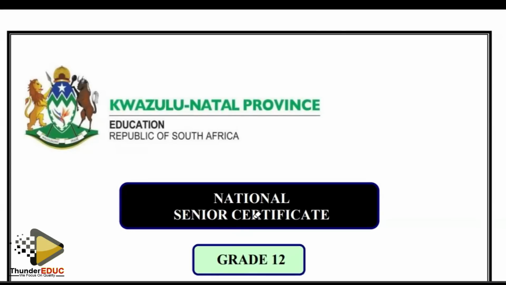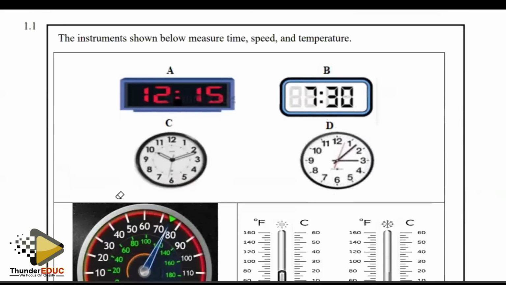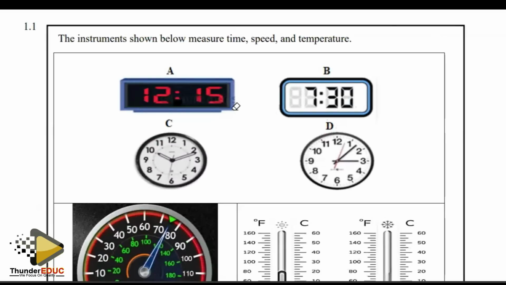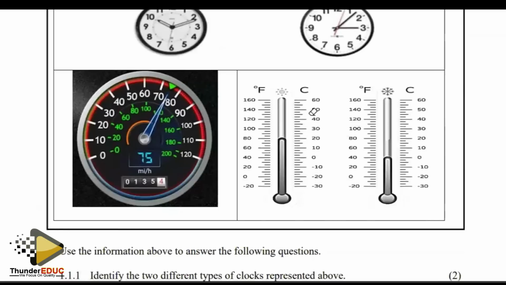made of measurements, maps and scales, and a little bit of finance planning. All right. We look at question number 1 first. We see instruments that are used to tell time here, but they are displaying time in 2 different formats, one being digital and analog. And down here we see what we call a speedometer, and we see thermometers on the right-hand side.